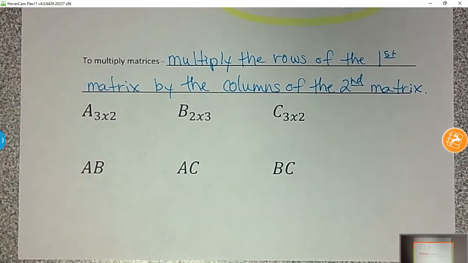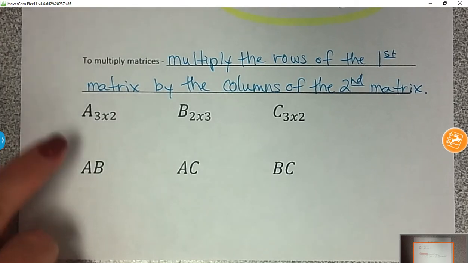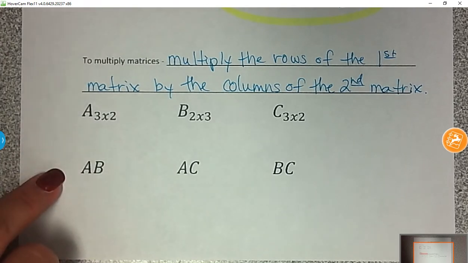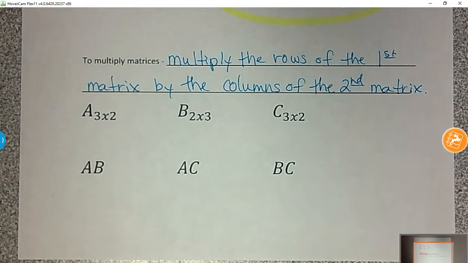Okay, and so here's the thing about multiplying matrices. They don't have to be the same size like when you were adding and subtracting matrices. As a matter of fact, some of the ones that are the same size can't be multiplied. So what we're going to start with here is a quick test to see if you can multiply two matrices together, and if so, what size your answer is going to be.